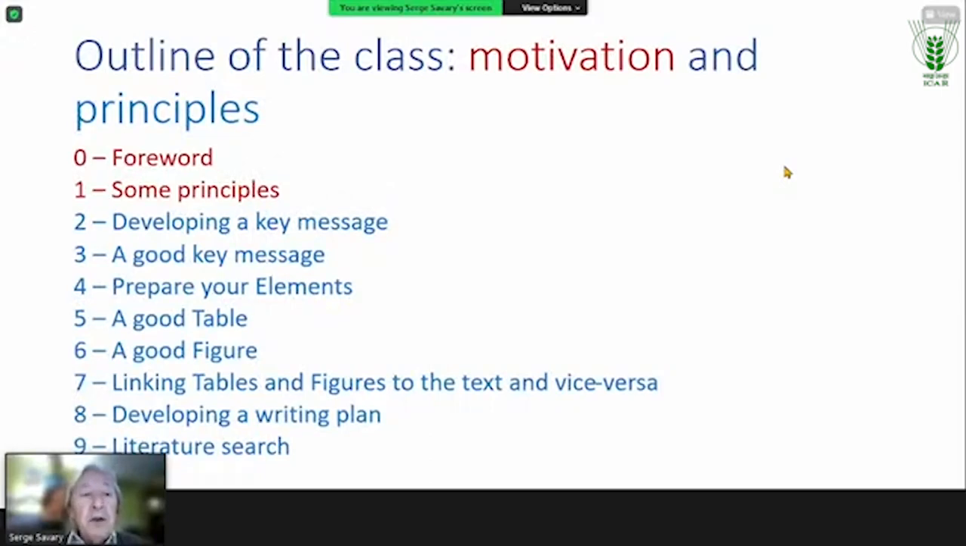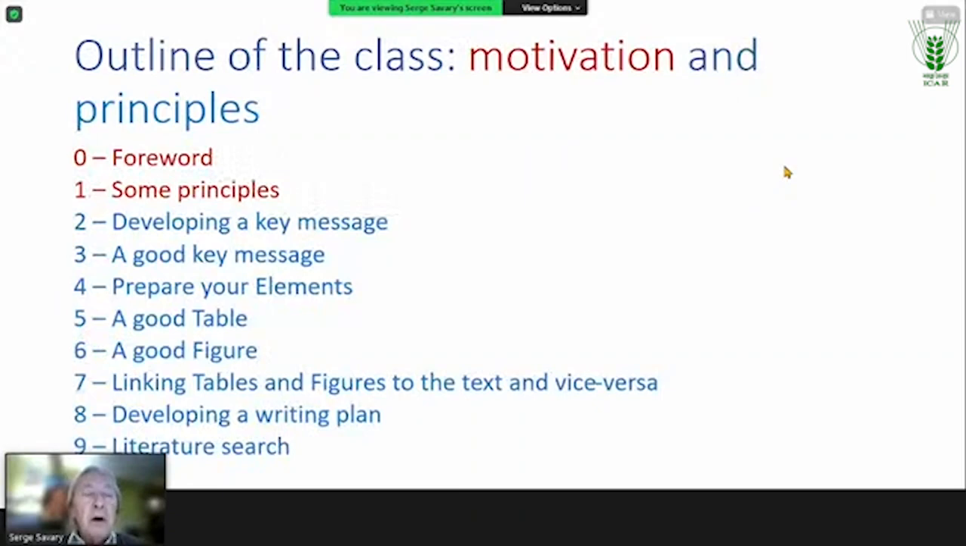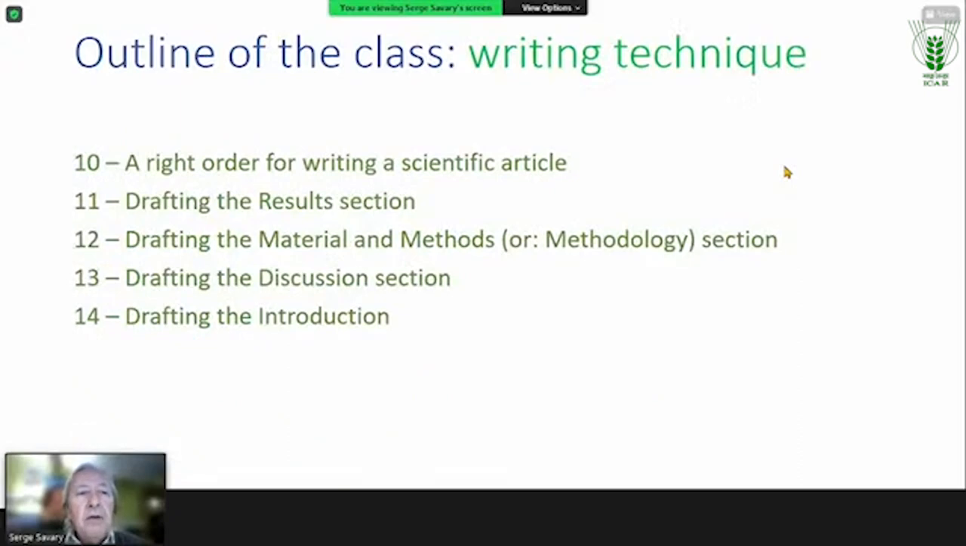There are 21 chapters. There is the booklet, which I have shared with Dr. Agrawal. Hopefully this will be published by ICAR and circulated on paper and on the web. And so there are sections such as foreword, principles, developing a key message, a good key message, and so on and so forth. So in red are the two chapters dealing with the motivation. These are the most important chapters, in my opinion. The blue is about principles, the principles for developing an article, a manuscript. The green is about the writing techniques. It's fairly quick.